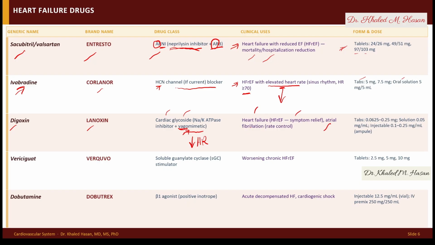We can use it for atrial fibrillation because digoxin controls the heart rate. Digoxin is available as a tablet, 0.0625 to 0.25, so we can escalate the dose for the patient. It is also available as a solution and injectable.